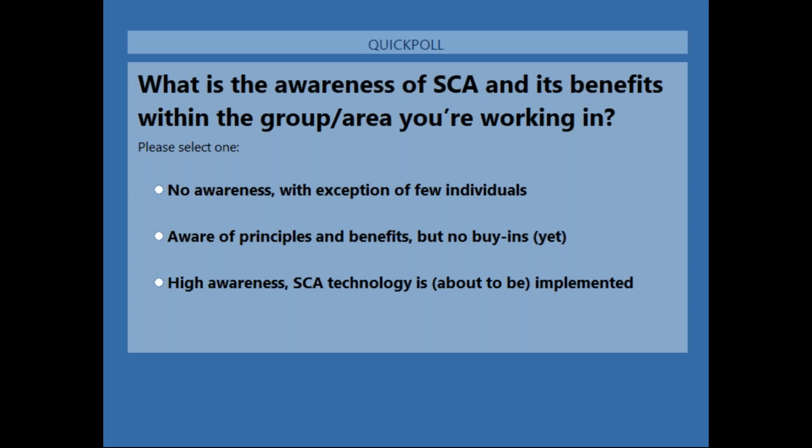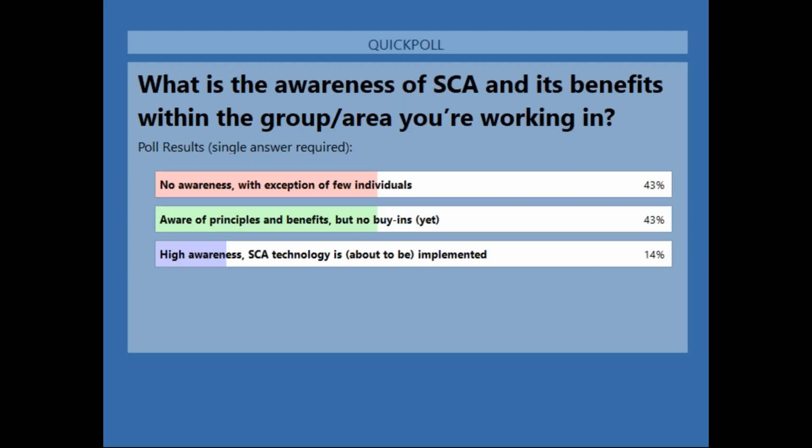Okay, I don't see any more answers coming in, so we're going to close the poll right now. Okay, let's look at the results. So we have a tie. A shared first place is on no awareness, just a few individuals. There is awareness of the principles and the benefits, but there's no buy-in yet. And there's only 14%, which is perhaps even higher than I sometimes expected, where there is a high awareness and that you're actively looking at steps to be taken.